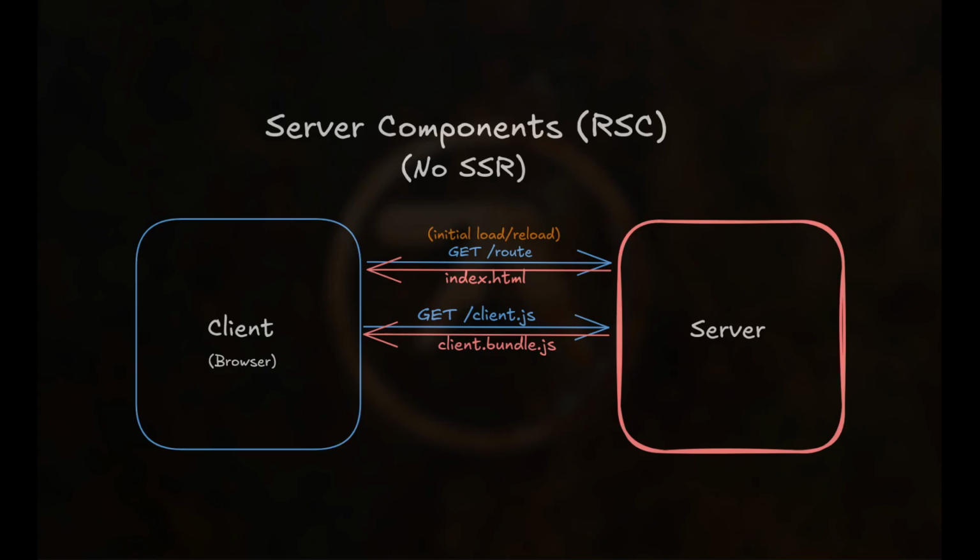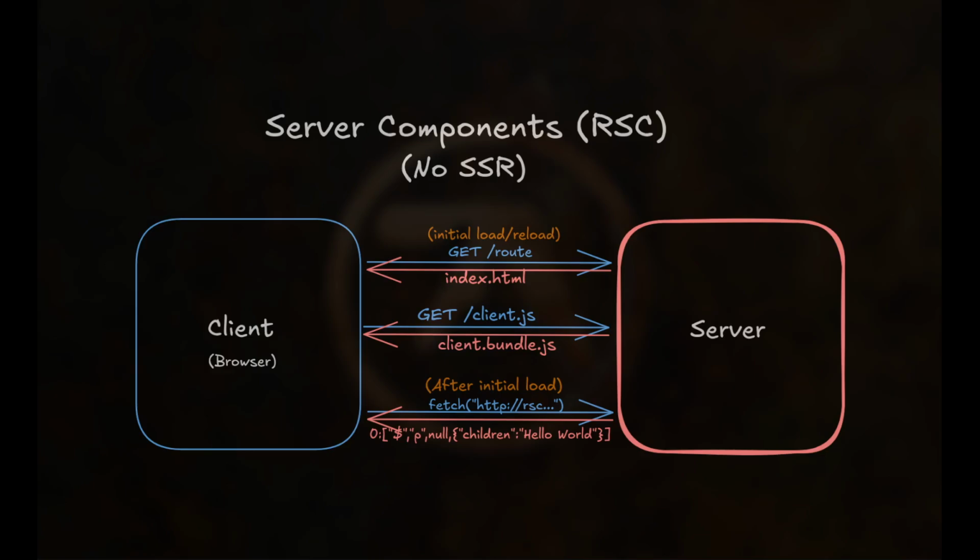Next, we load the client bundle. Now in the client bundle, we'll make a request to our server to render the component to the RSC format that we saw earlier. And once we get the server rendered response, the client can now update the UI. So this is how the flow looks with the no SSR case. Here the disadvantage is that we are not showing the user anything until we load the client bundle and get the RSC response. So now let's look at the flow with SSR involved.